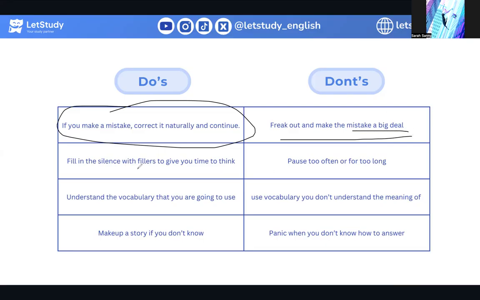Lanjut aja, okay? Nah, fill in the sentence with fillers to give you time to think. You guys, please don't pause often or for too long. Atau kayak gitu, like, oh, my favorite food is Japanese food, but, oh, well, my favorite restaurant is... Jangan kayak gitu. Seharusnya kayak gini. Kalau kalian agak bingung mau bicara apa.